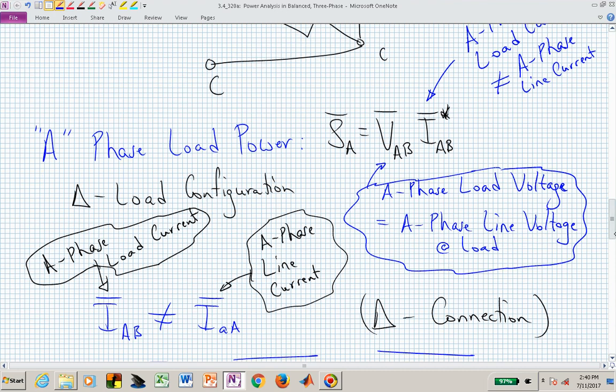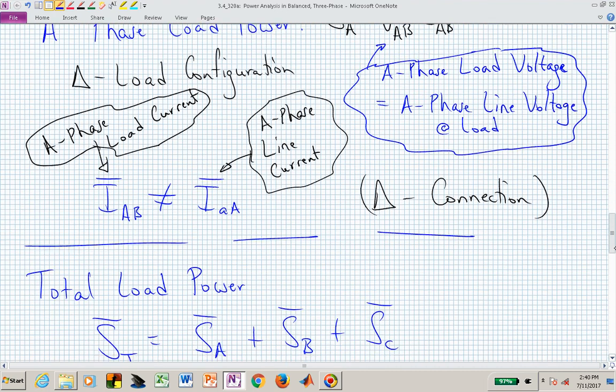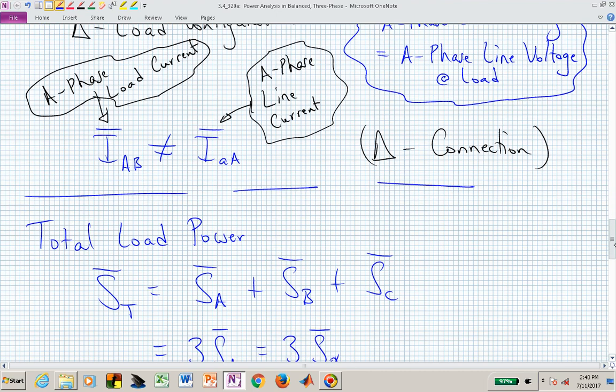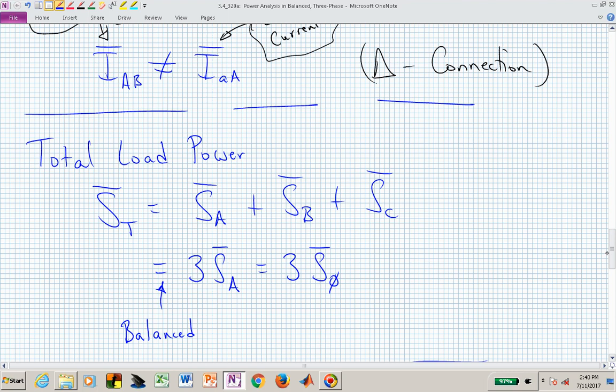And again, if somebody wants the total power, complex power of our load, we simply add up those three pieces. Complex power of the A phase, complex power of the B phase, and complex power of the C phase. And if it's balanced, then we just have to compute one of those, A, B, or C phases, and triple it, and we have the complex power total of the three phases of our load.